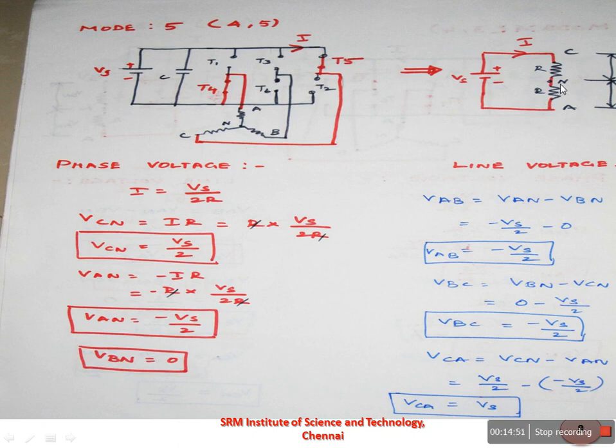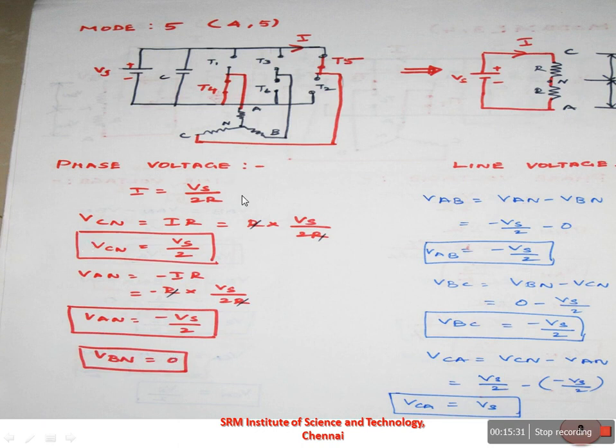Similarly, we can find out the phase voltage of VAN. VAN is equal to minus I into R, because the A is connected to the negative of the supply, so the current goes from positive to the negative of the supply. Here you can substitute this I value, I is equal to Vs by 2R. The R will cancel each other, and we find VAN is equal to minus Vs by 2. In this case, the B phase is not connected to a closed switch, so the input current will not come to phase B. So if you measure the phase voltage for phase B, the VBN is going to be 0.